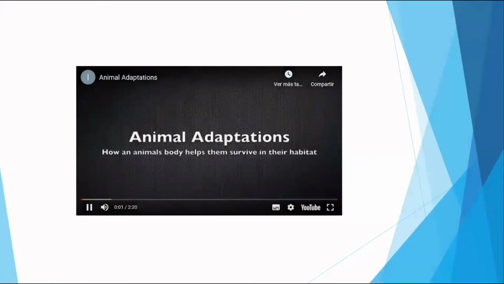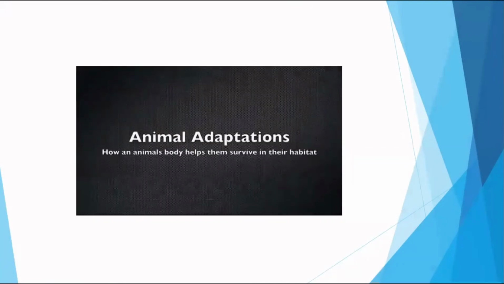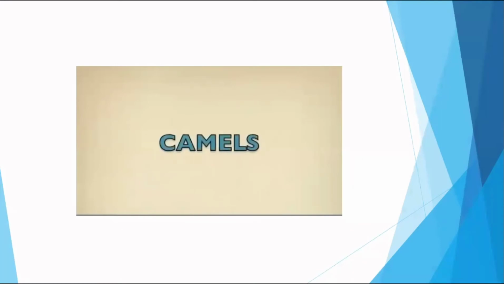Different animals have different body structures and behaviors that help them to survive in a particular environment. We are going to look at the camel, the giraffe, and the penguin to see the features of their bodies that help them live in their specific habitat. First, we will look at the camel.